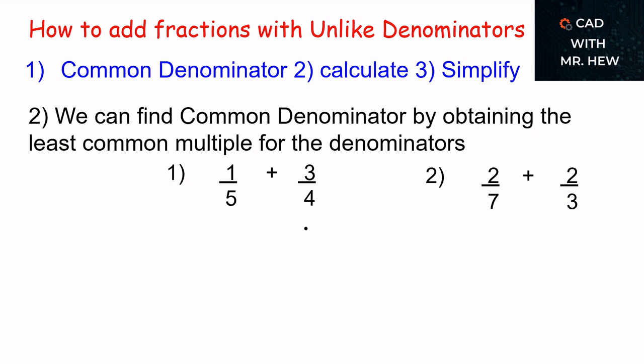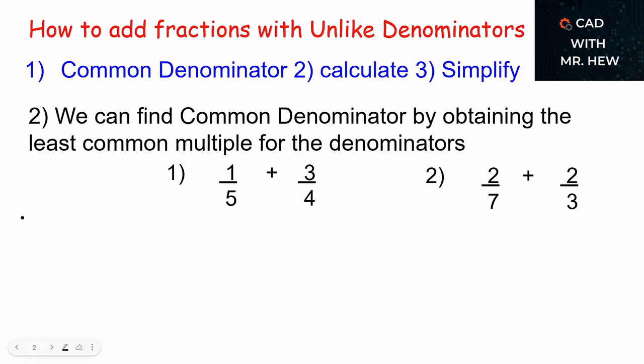So I'm going to show you an example of like denominators. The only way that we can add the fractions is if we have like denominators. And the question that is presented for question 1 and question 2, the denominators are different. So here we have 1 upon 5 and over here we have 3 upon 4. So the denominator for question 1 is 5 and 4. Likewise, in question 2, the denominator is 7 and 3 over this side, right?